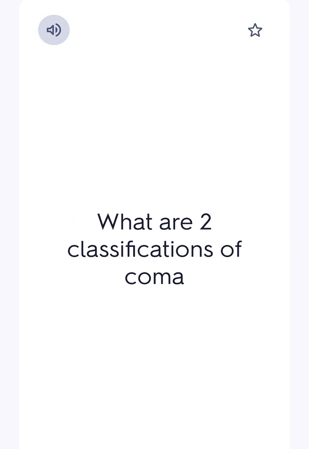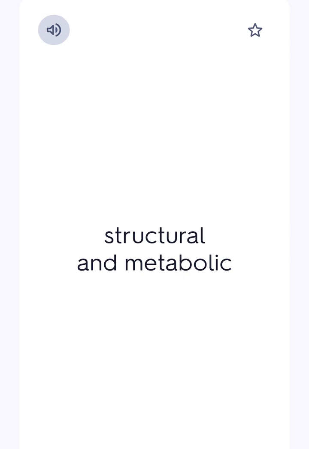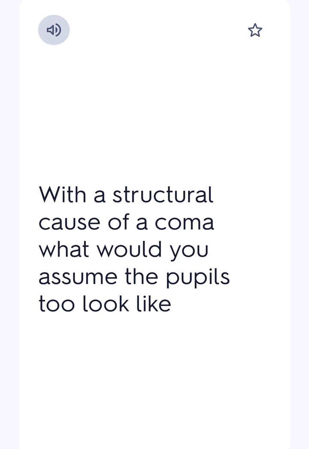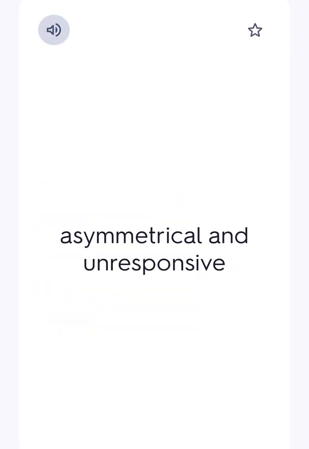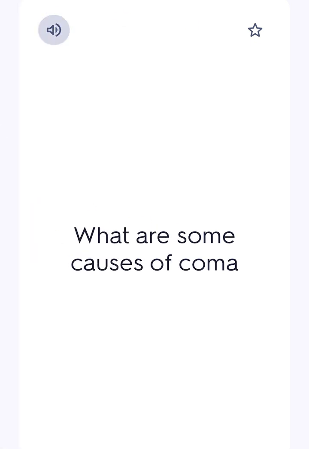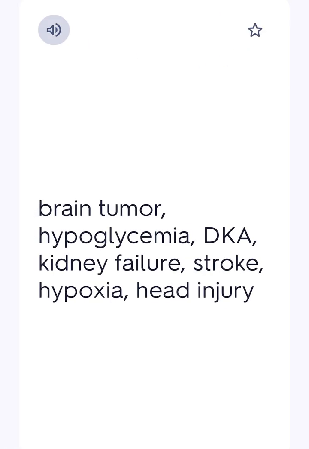What are 2 classifications of coma? Structural and metabolic. With a structural cause of a coma, what would you assume the pupils to look like? Asymmetrical and unresponsive. What are some causes of coma? Brain tumor, hypoglycemia, DKA, kidney failure, stroke, hypoxia, head injury.